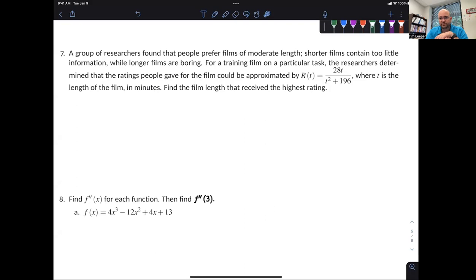For a training film on a particular task, the researchers determined that the ratings people gave for the film could be approximated by R(t) = 28t / (t² + 196), where t is the length of the film in minutes. Find the film length that received the highest rating.